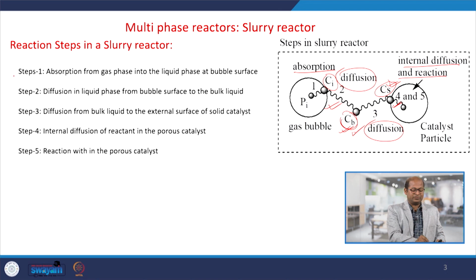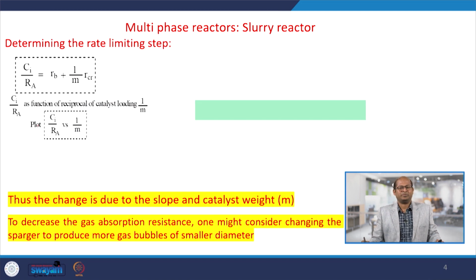Mixing means mass transfer, from gas to liquid or liquid to the surface of the solids, so the transfer of a component from one point to another would be easier. How that would affect the reactor, we will discuss in this class. The 5 steps for the slurry reactor, step 1, step 2, step 3, step 4, step 5, we discussed in our previous class.